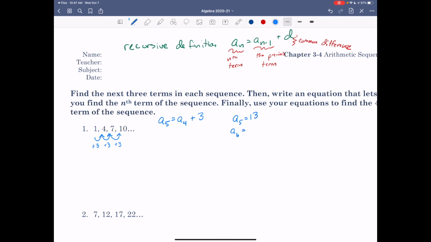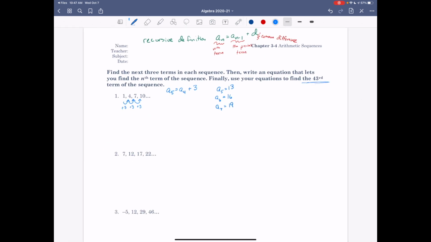What's the sixth term in the sequence going to be? 16. What's the seventh term in the sequence going to be? And so on, right? So again, a sub 5, a sub 6, a sub 7, this is what we call sequence notation. It doesn't mean we're raising a to the fifth power or something like that. It's just a way to indicate the fifth term of the sequence, the sixth term of the sequence, the seventh term of the sequence.